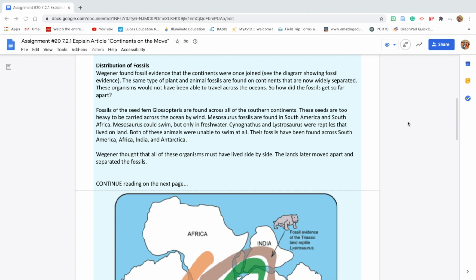Wegener thought that all these organisms must have lived side by side. The lands later moved apart and separated the fossils. Continue reading on the next page.